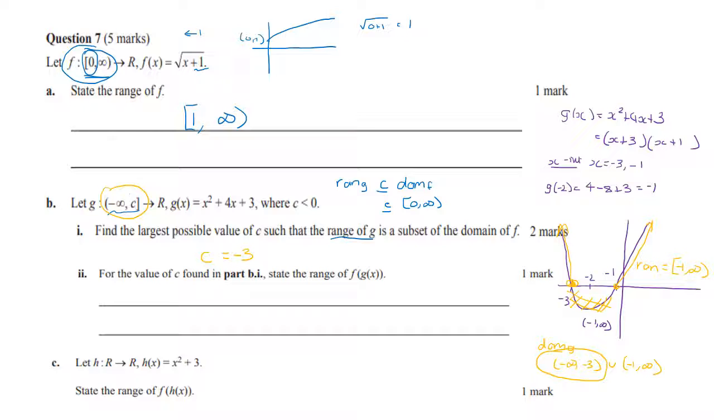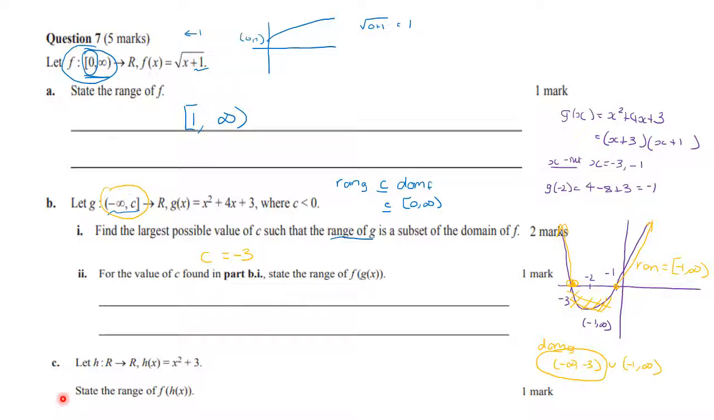So that's what we're looking at there. Now if I had suggested c was negative 1, that would mean that I'd be saying that we're wanting to go from negative infinity to negative 1. That would give me a range which includes negative numbers, so that would not, therefore, be a subset of our 0 to infinity that we're looking for.